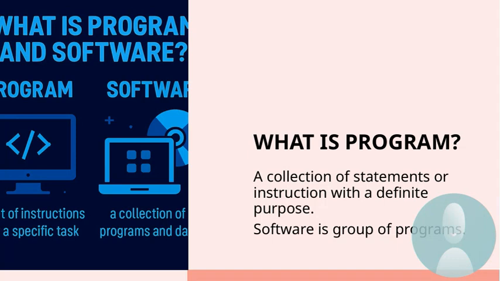So, what exactly is a program? Well, a program is basically a collection of statements or instructions that work together to achieve a specific purpose. Think of it as a set of directions that tell the computer what to do. When we talk about software, we're referring to a group of these programs. Each program has its own role, but together they form the software that runs on our devices. Understanding these core ideas helps us see how computers function and how different applications are built to serve various needs.